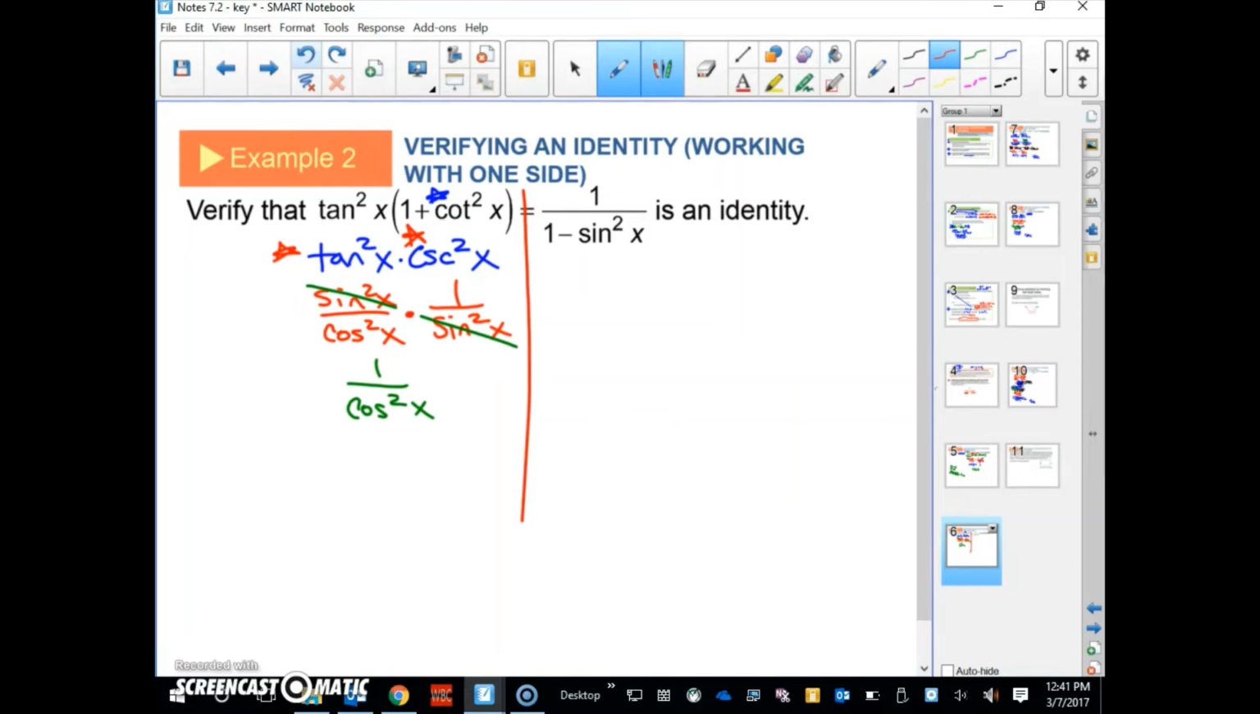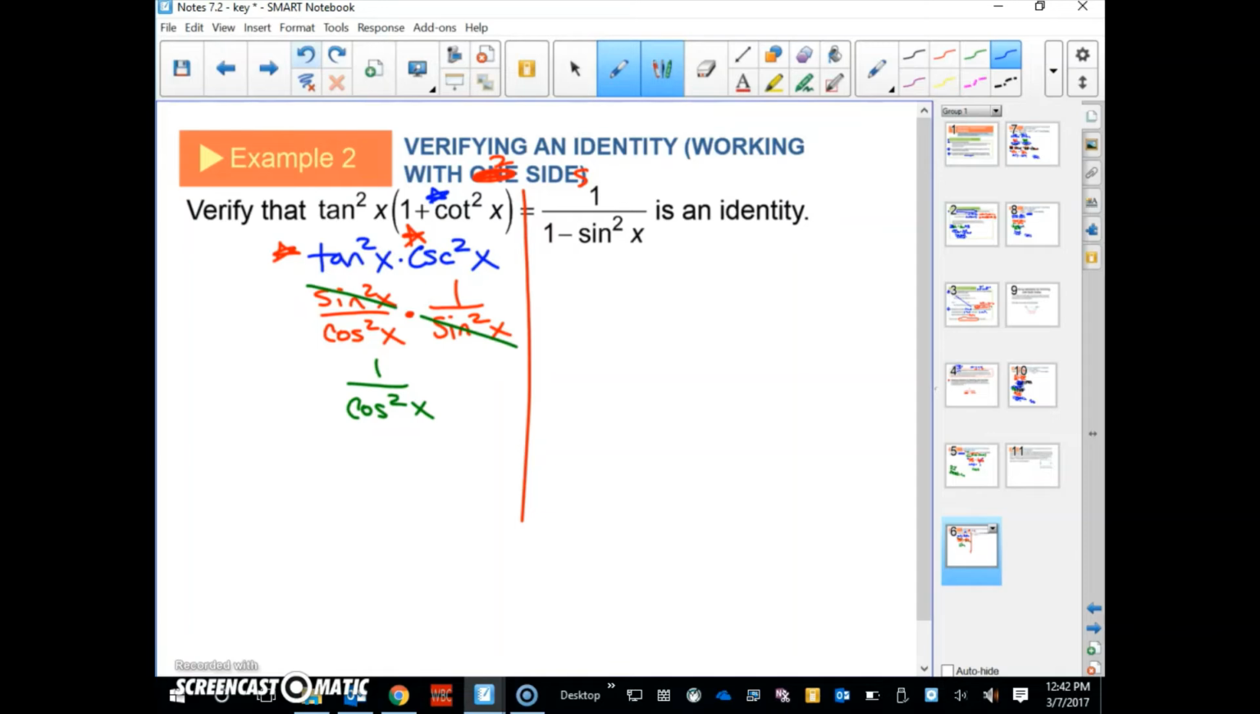And so I know this direction says working with one side, but I'm going to go ahead and do this using two sides, just to show you what it looks like. So I'm going to switch gears. I'm going to go over to the right side now. 1 over 1 minus sine squared x.